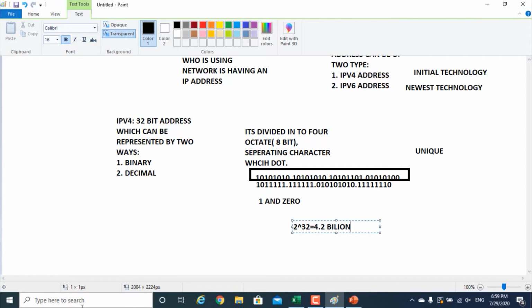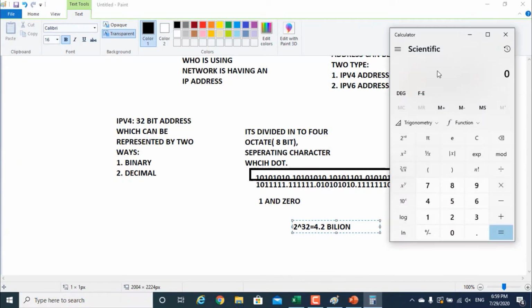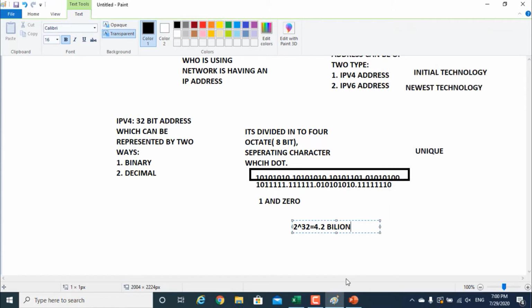You can just use your calculator. I don't know how to use the scientific calculator, 2 raised to the power 32. So if you can use it, you just count it, guys. 2 raised to the power 32 is going to be around 4.2 billion IP addresses. That means we can have this many devices in the world.